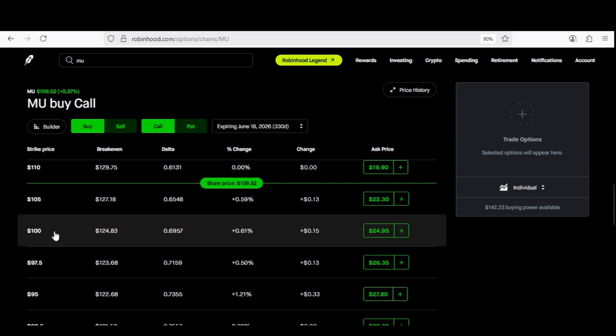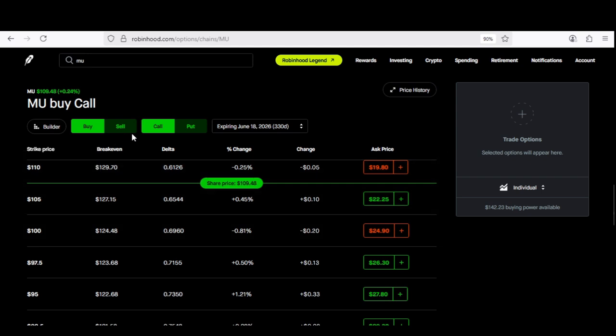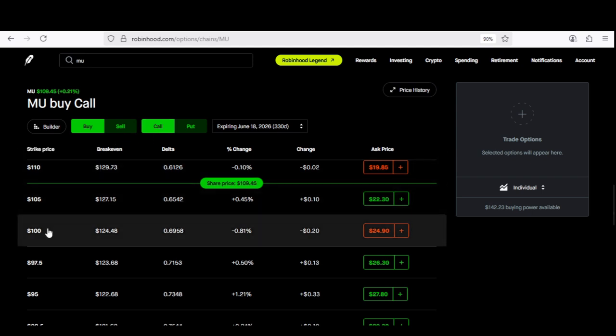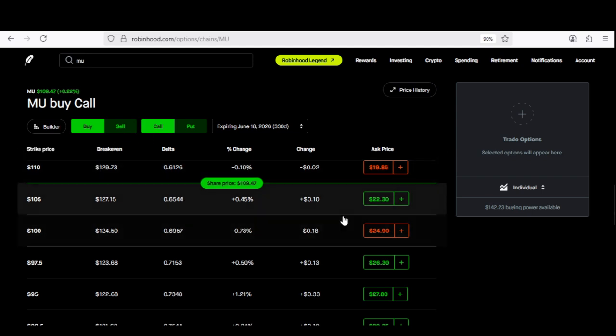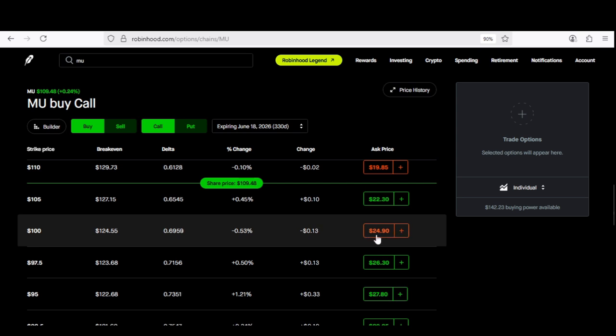Now, I did ask you before if you guys know or have an idea where the expected price is going to be. I have some idea where it's going to be around that date. So hence, I'm choosing the $100 strike price. Now, this is a buy option strategy. So because it's a buy option strategy, we're going to have to pay. The amount we're going to have to pay is going to be right here. It's going to be $24.90.